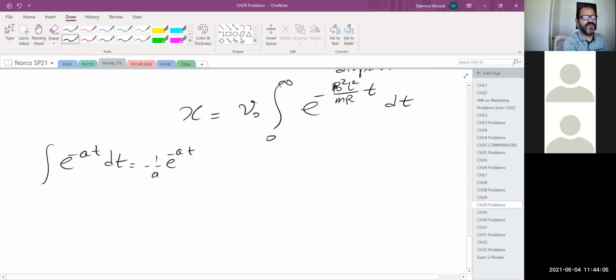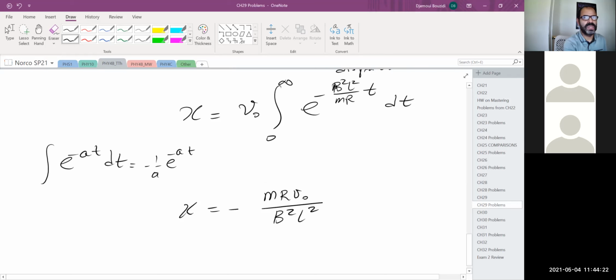So what I'm going to do is invert this expression. So it's going to be negative mr over b squared L squared times v naught. And the integral is going to be just the exponential.